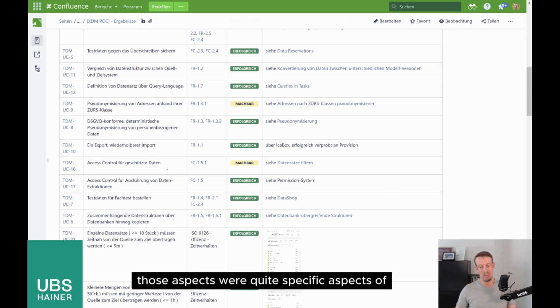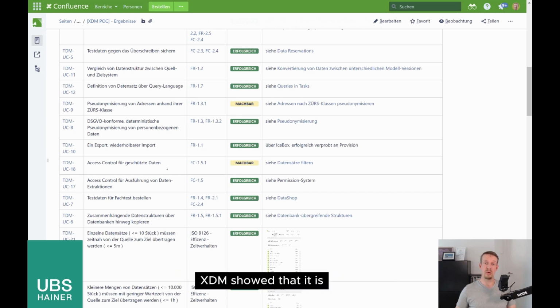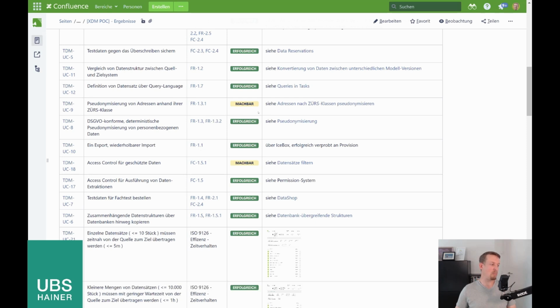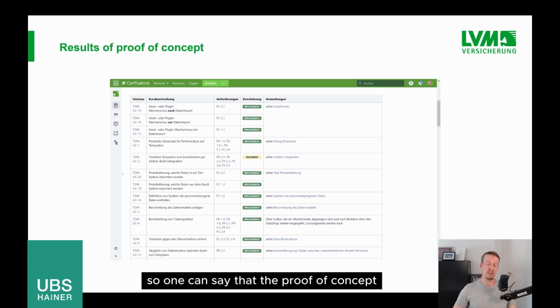Those aspects were quite specific aspects of the insurance business, but XDM showed that it is so open with a plugin system that we can manage to design that on our own. So one can say that the proof of concept was a huge success, and therefore we decided to introduce XDM as an appropriate replacement for our VSNR test.